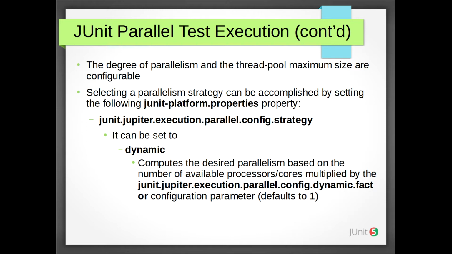This property is junit.jupiter.execution.parallel.config.dynamic.factor. By default, it is equal to 1, but can be set to another value. So please take about 20 seconds to write out this property.